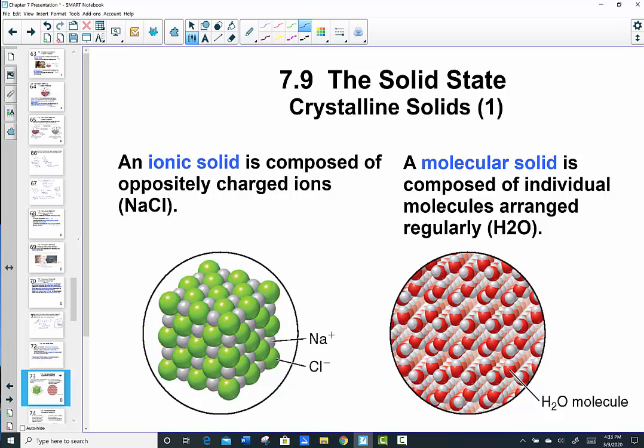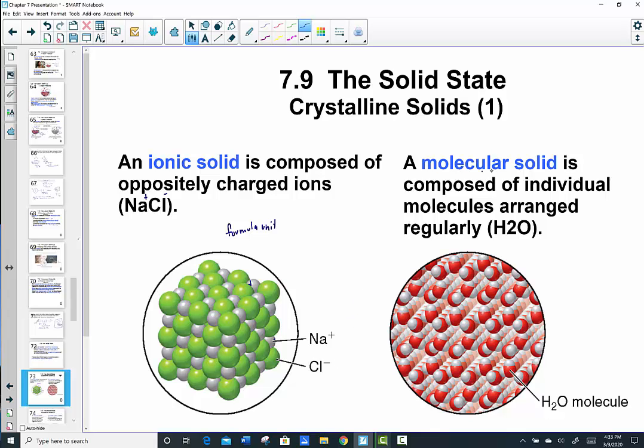An ionic compound is composed of oppositely charged ions. And just think about table salt, sodium chloride. Sodium chloride is a definite repeating pattern. We called ionic compounds, that repeating pattern was called a formula unit. Notice that you have a repeating pattern of sodium, then chloride, then sodium, then chloride.